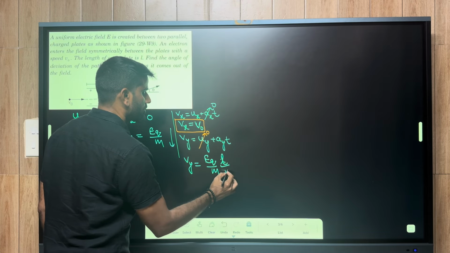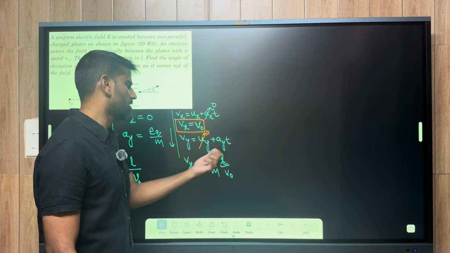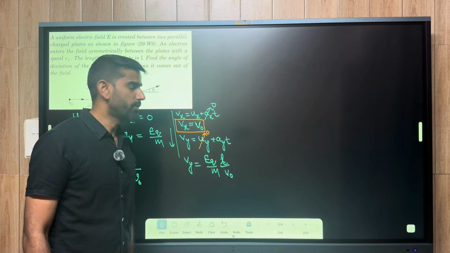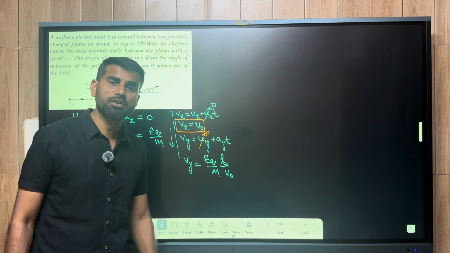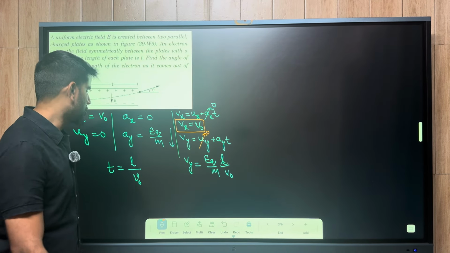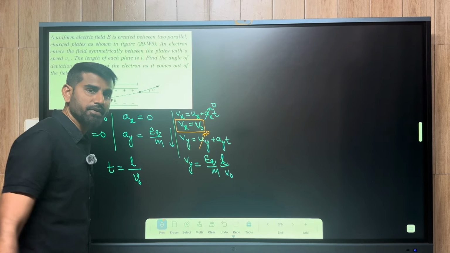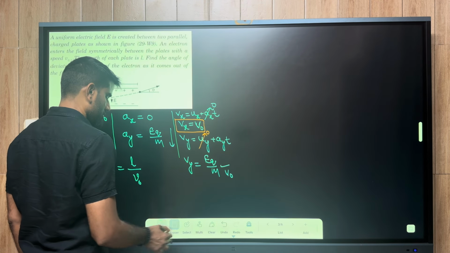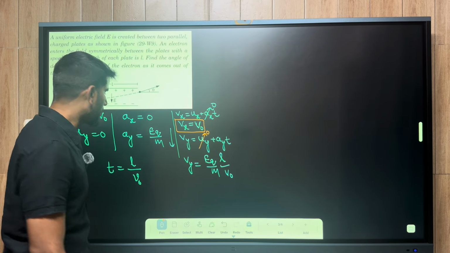Sometimes you may be given the time, not the length. In that case, you can directly use the time quantity here and you will be able to get the final answer. But here we are given L and V naught, so I'm using L and V naught. So Vy is Eq by m, L by V naught.